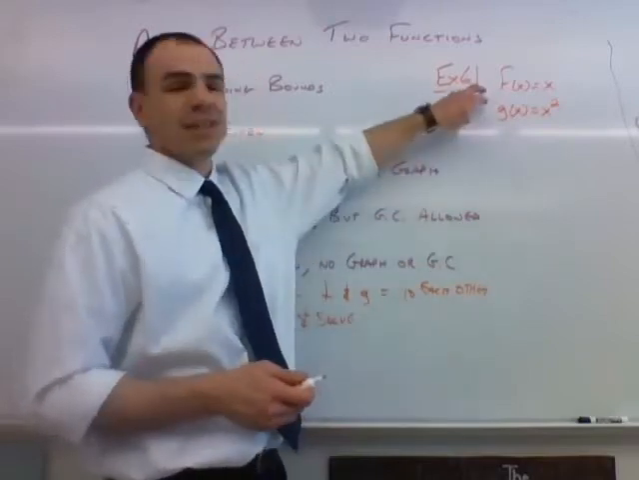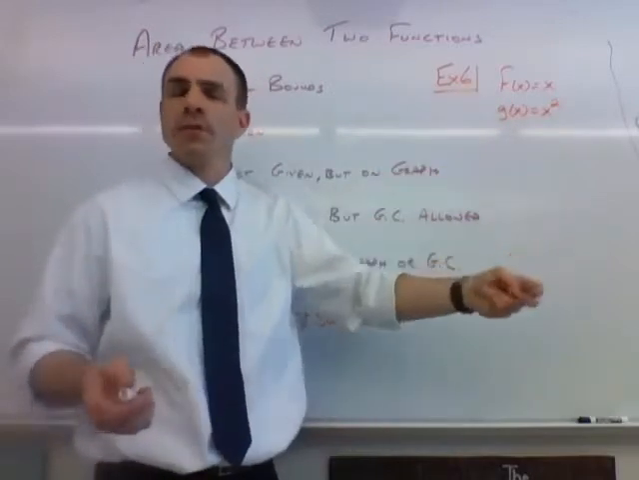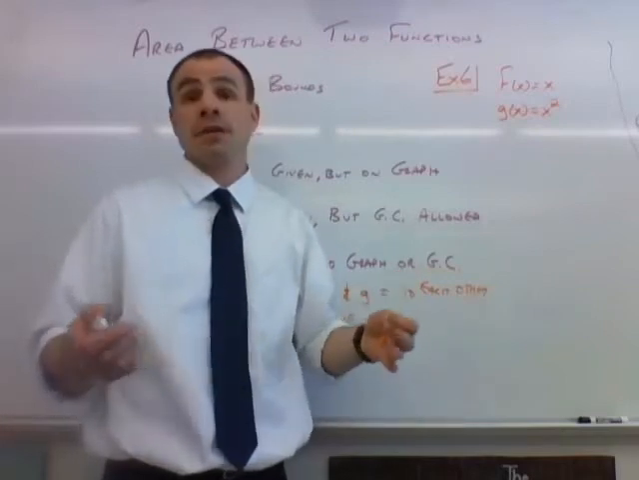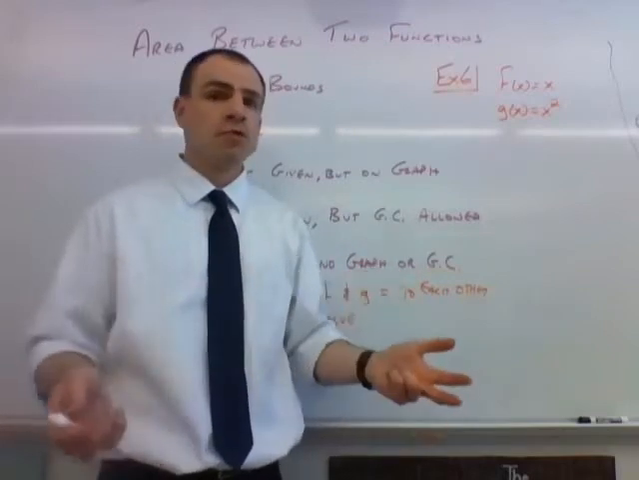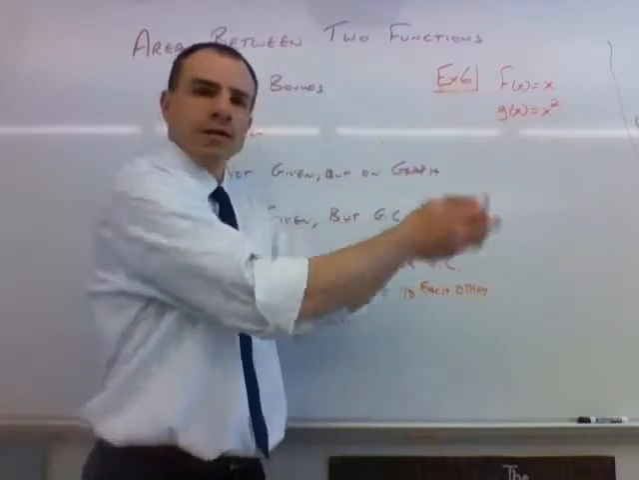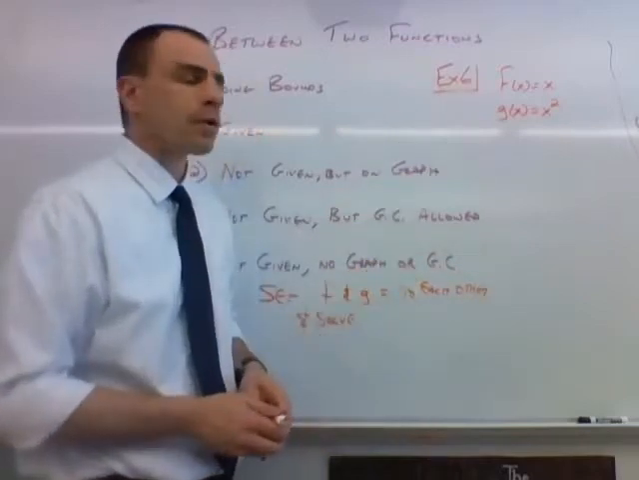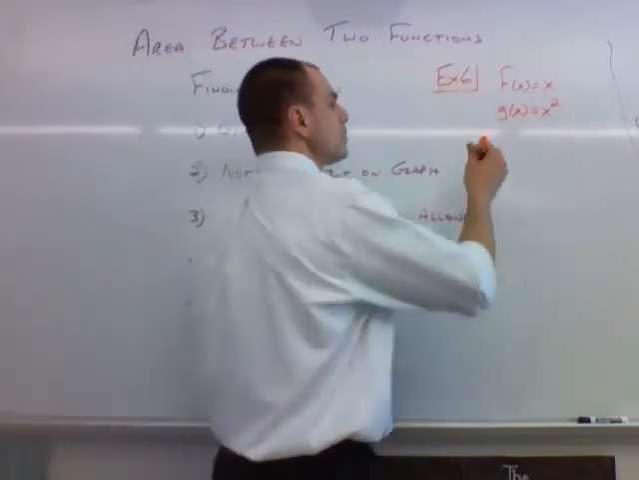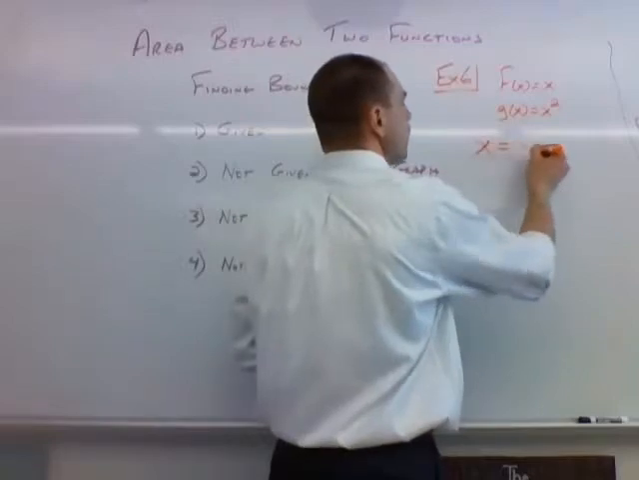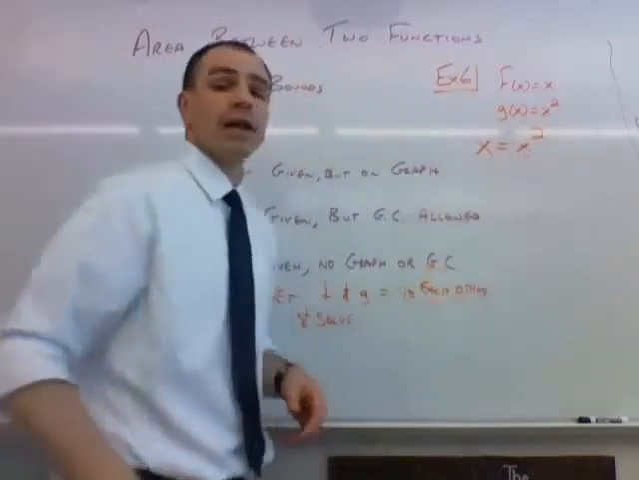Now, you might look at something this simple and say, oh, I know what the answers are. That's great, and if you can find the answers and verify that they are correct, great. But if not, here is the actual process. For starters, we're going to set the two functions equal to each other. So we have x is equal to x squared. And now we have to solve that equation.